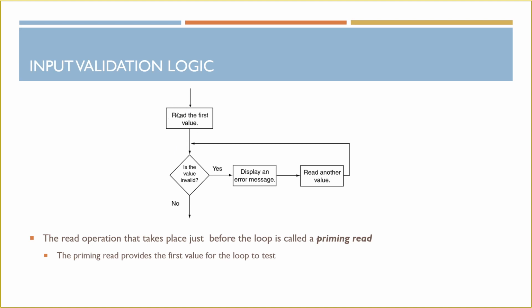So enter a number, right, from 1 to 100. Our priming read will read that number from the user. Then we can start testing it, right? So is the value invalid? Is the number outside the range 1 to 100 in the case of our example? If the answer is yes, display an error message and read another value. And then we're going to keep doing that over and over until we hit the question, is the value invalid? No, they finally got it right. Okay, we're going to leave our loop. This is the logic of input validation.